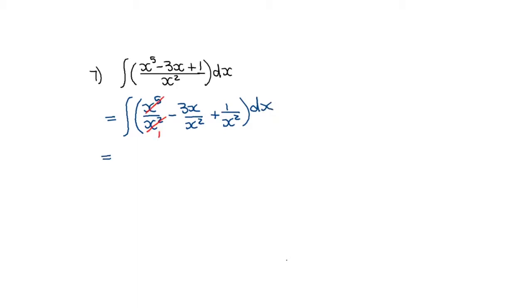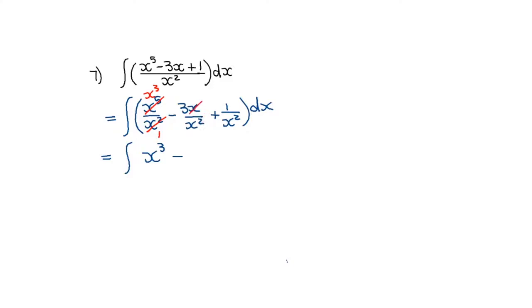This x to the power 2 cancels with 2 of those, so x to the power 3 is left. Or you can use your exponent laws to say I will have x to the power 5 minus 2, which is x to the power 3. So I'm going to end up having x to the power 3 minus. Now, if you use your exponent laws in this second term, you will say exponent 1 minus 2, so I'll have 3x to the power negative 1.